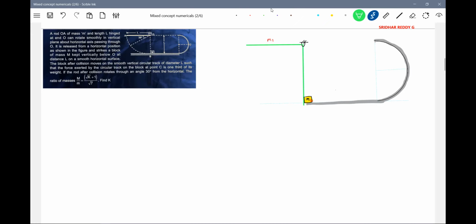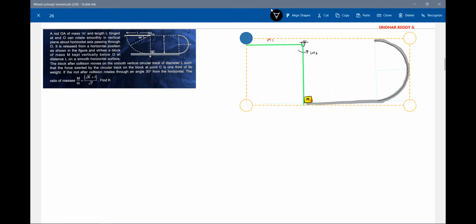So it will have angular velocity omega naught. Okay, what is that omega naught? We know it from rotational mechanical energy, and from there we can apply it. After collision, this rod will swing back to an angle 30 degrees with respect to horizontal.